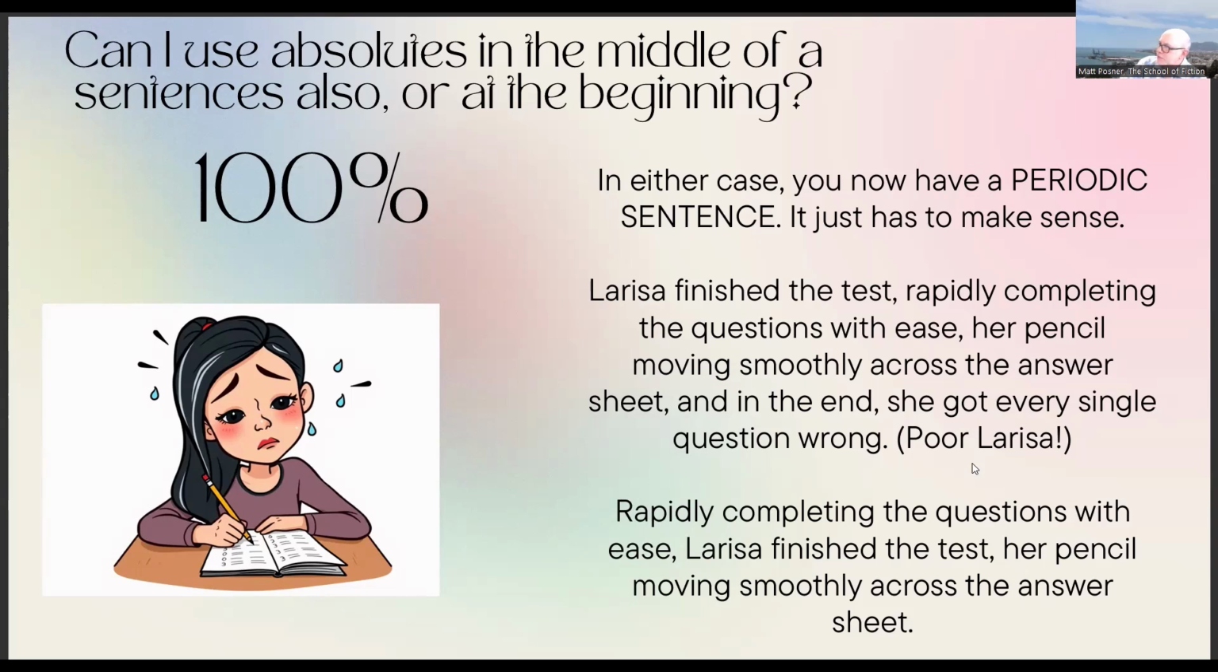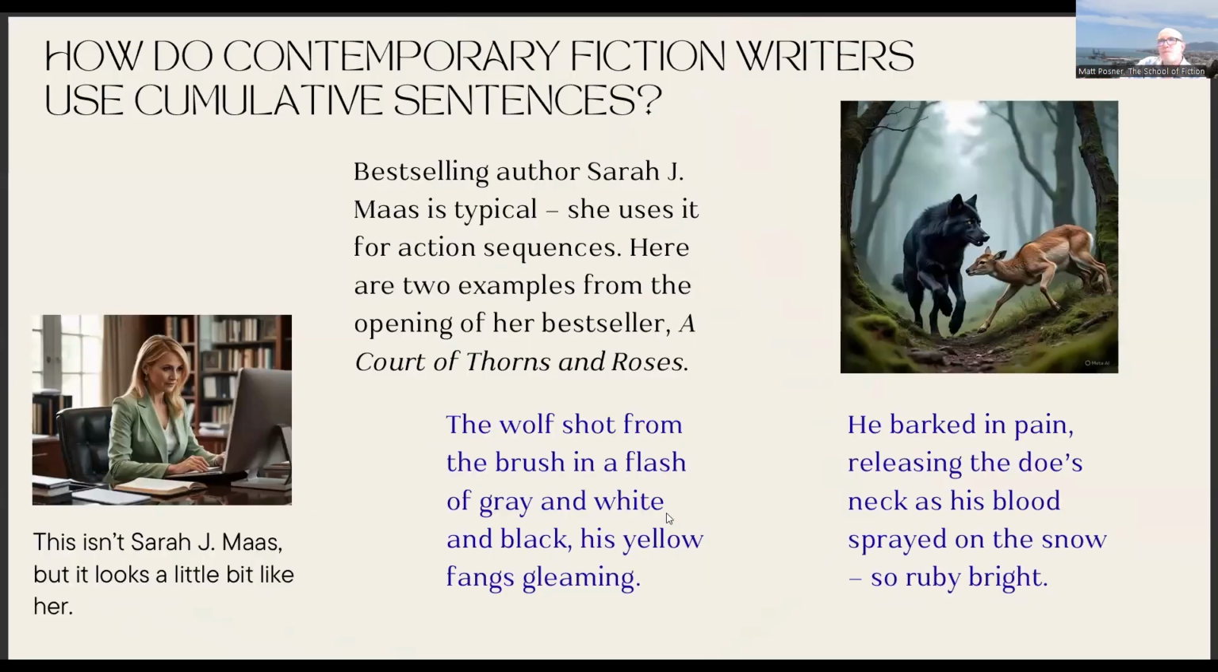Rapidly completing the questions with ease, Larissa finished the test, her pencil moving smoothly across the answer sheet. So in this one, the absolute, this is an ablative absolute, is at the beginning only. Oh, no, sorry. The ablative absolute is at the beginning, and then the nominative absolute is at the end. So is that a periodic or cumulative? I guess technically it's a cumulative, but who cares? You can do that. Moving on.